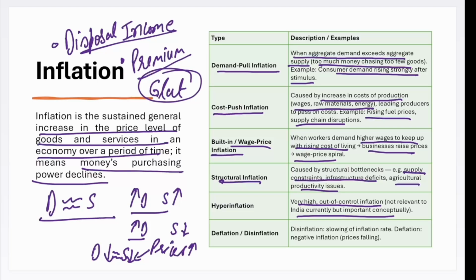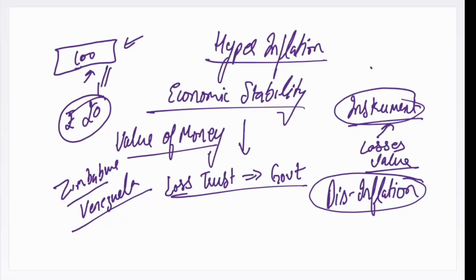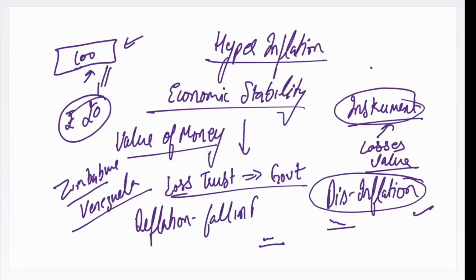Then there's another form called deflation or disinflation. Disinflation is the slowing of the inflation rate. There is still inflation in it, but it is slower. Inflation still exists, but at a lower level. Very slow inflation is there. It is not rising at the levels of the other. That's disinflation. And deflation is when there is a fall in prices altogether.